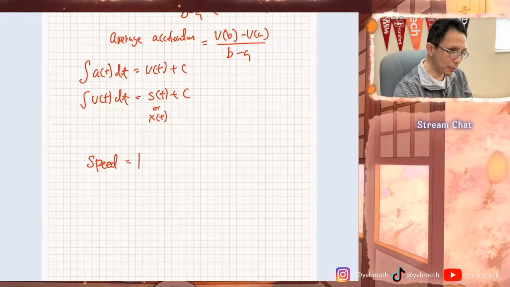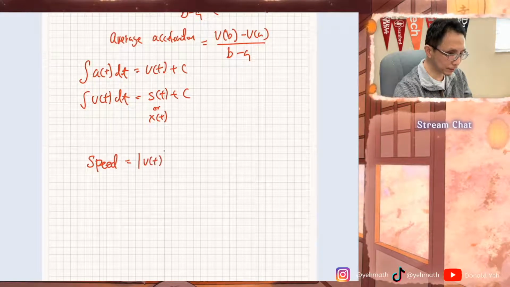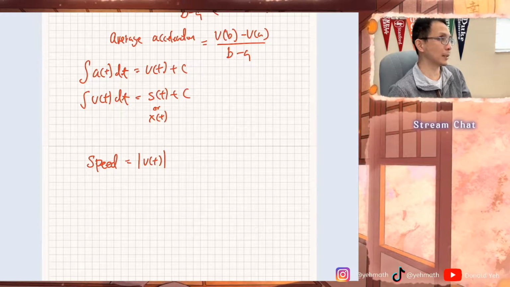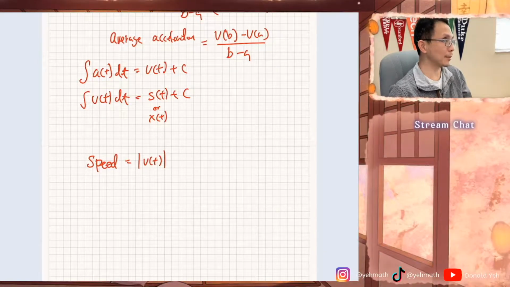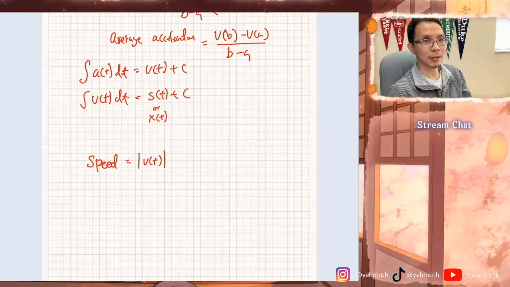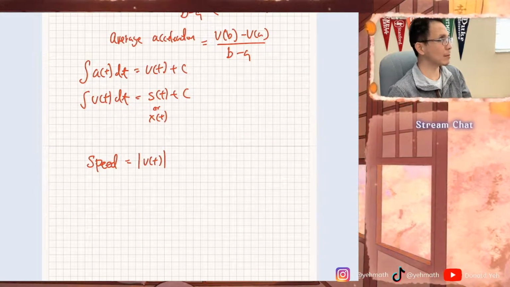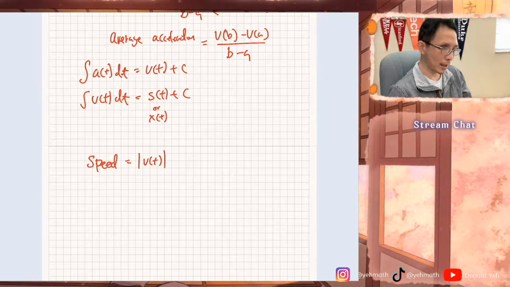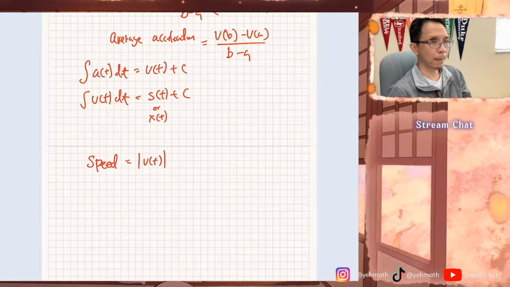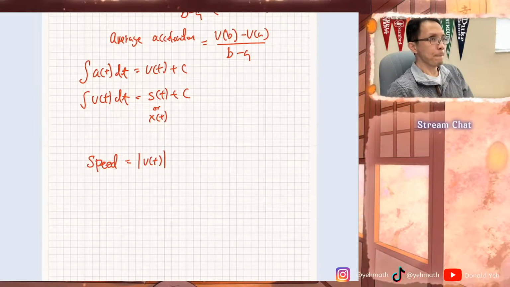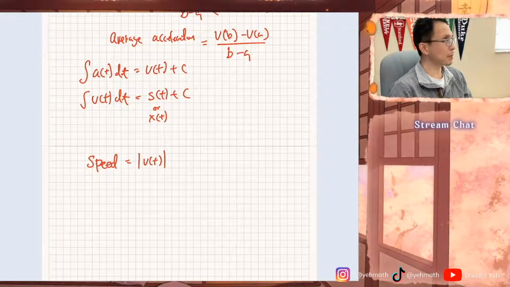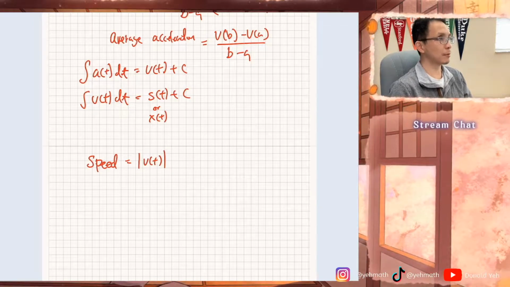So the speed is equal to the absolute value of v of t, because I don't care about positive or negative. I just care about positive. That's the only thing I care about. I don't care about anything else. Then you say, oh, okay, that kind of makes sense. And so that's speed. Now let's talk about the next thing. Sometimes I'll ask for speed, then just take the absolute value of velocity.